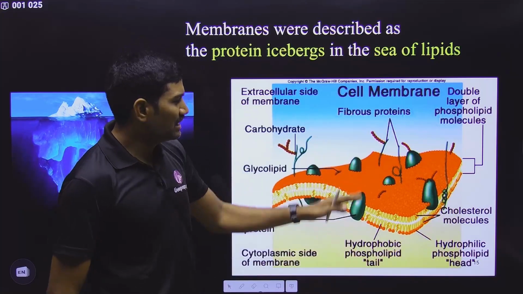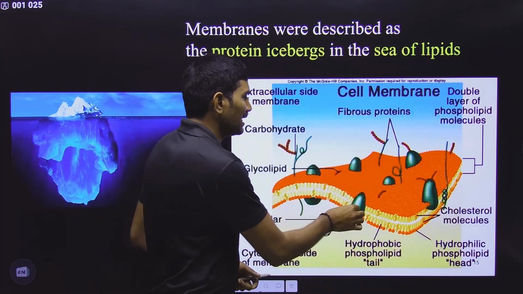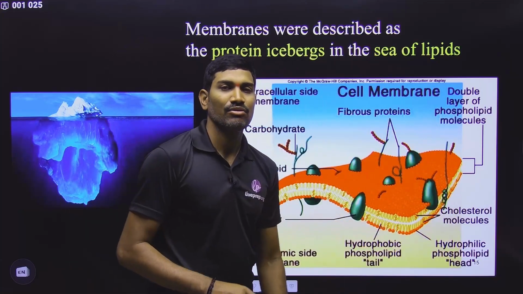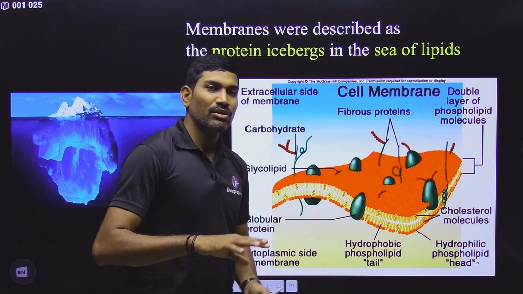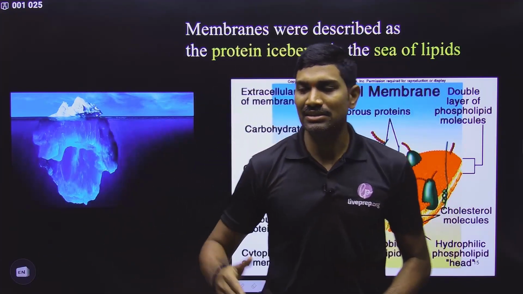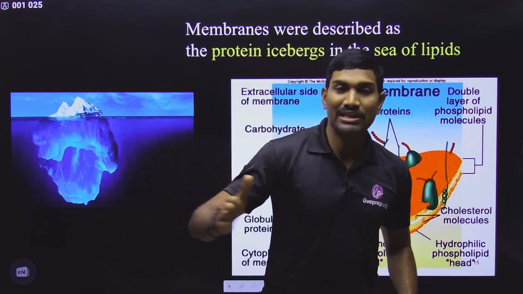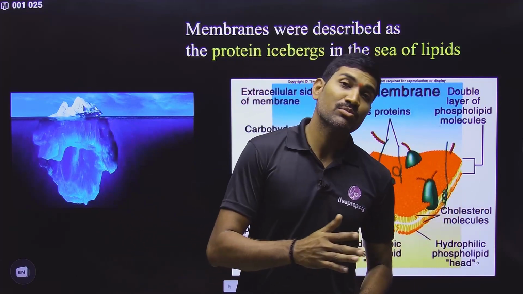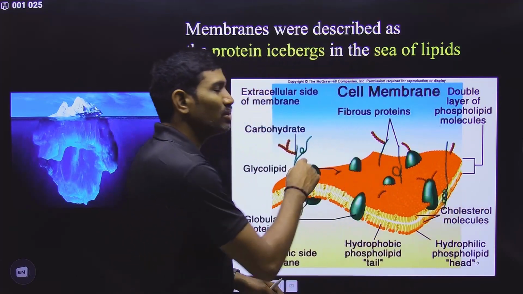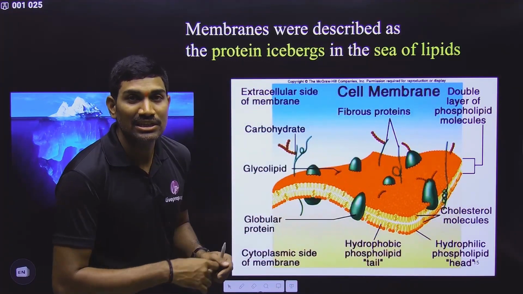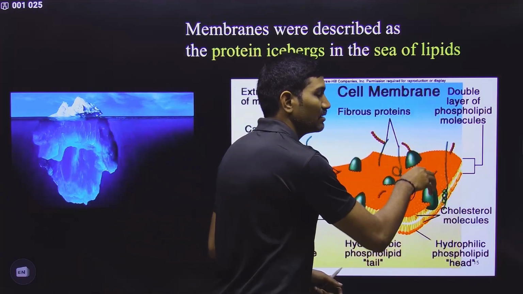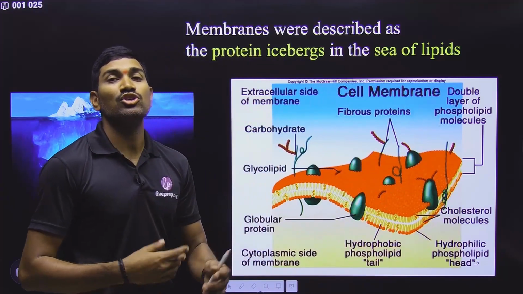What is present as patches here? Proteins are present as patches. Why is it important? Because in the previous models they said that proteins are present as a continuous layer. But in this model they said they are not present continuously, they are present here and there like a mosaic pattern.